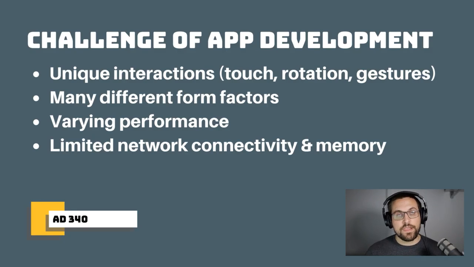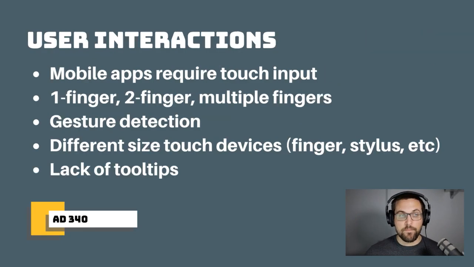Now, there are some really unique challenges with app development as well. There are unique interactions that really didn't even exist before the move to mobile apps. So we have to account for things like touch, rotation, gestures. There are many different form factors: phones, tablets, smartwatches all have different sizes and shapes, and we have to account for that. There's varying performance of these devices. They might have limited network connectivity or memory. So all of these are things that we have to keep in mind.